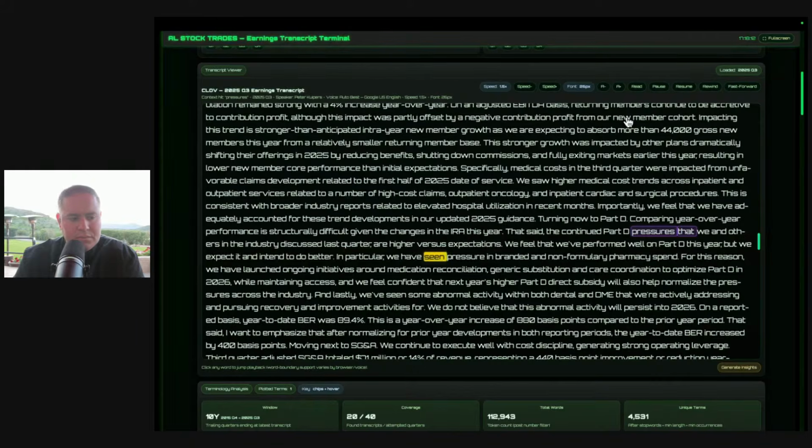In particular, we have seen pressure in branded and non-formulary pharmacy spend. For this reason, we have launched ongoing initiatives around medication reconciliation, generic substitution, and care coordination to optimize.